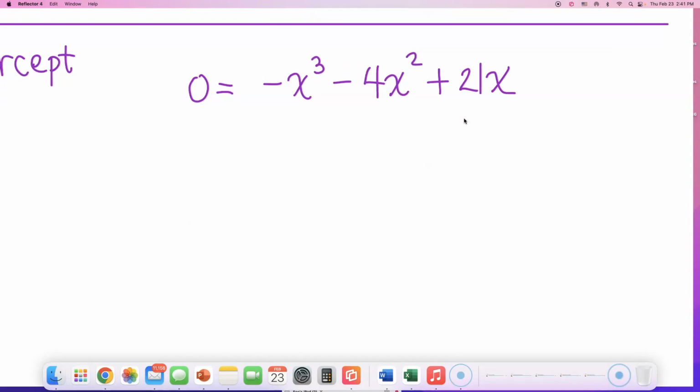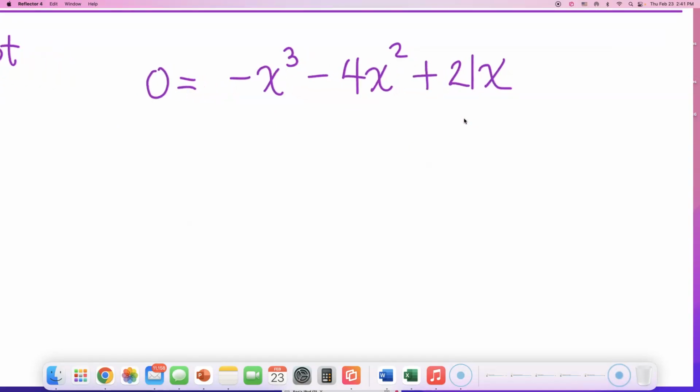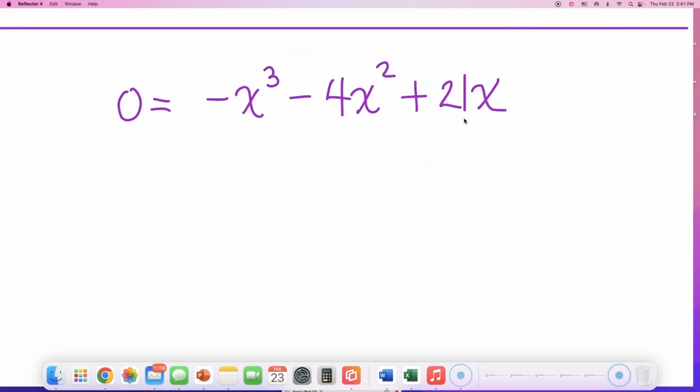We can't do this by grouping, right? Because grouping works great if you have 4 terms. But look how many terms I got. I have 1 term, 2 terms, and 3 terms. When I have 3 terms, I can't factor by grouping.